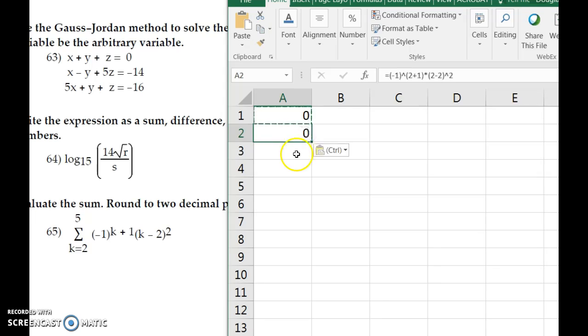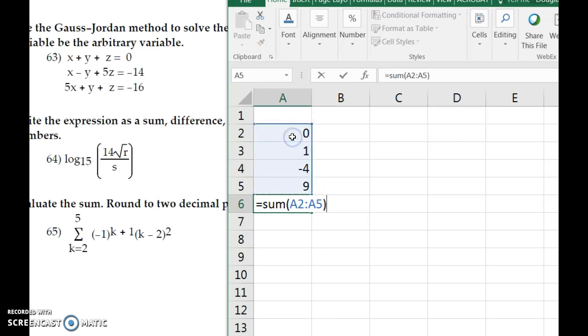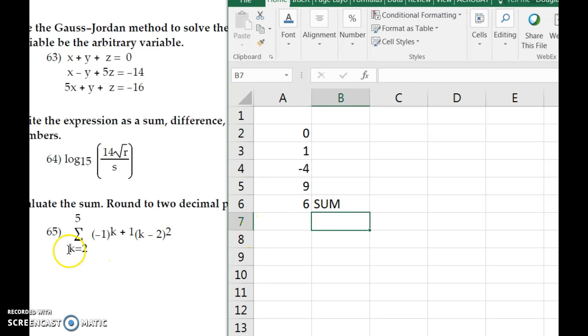So I'm just going to copy that, and let me make it a little easier to remember. So when we plugged in a 2, we got 0. What happens when we plug in a 3? I'm going to replace the k's with a 3. And I get 1. What happens when we plug in a 4? I'm going to replace the k's with a 4. And we get -4. And what happens when we plug in a 5? I replace the k's with a 5. And I get 9. And so you're just going to want to sum those up. So your sum here is 6 for k equals 2 to 5.